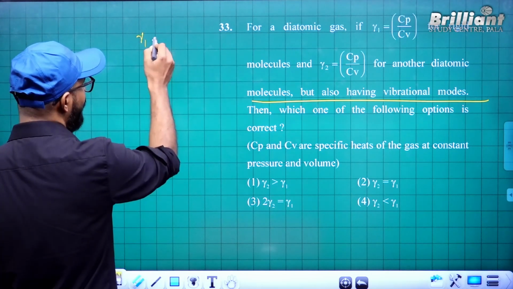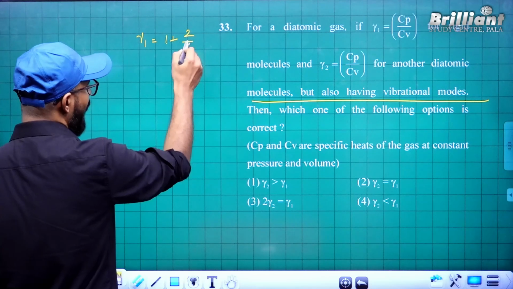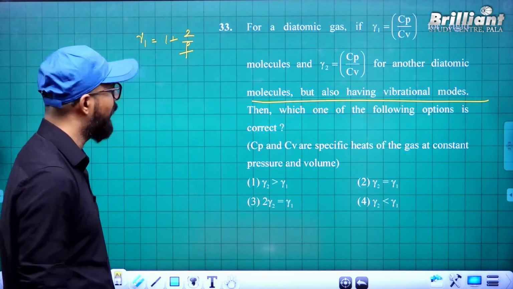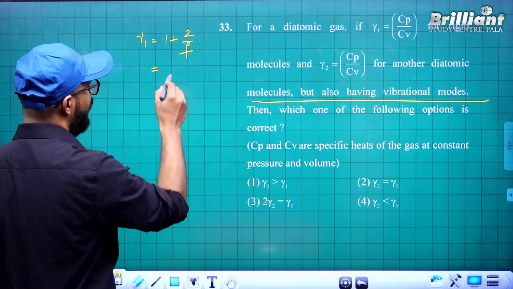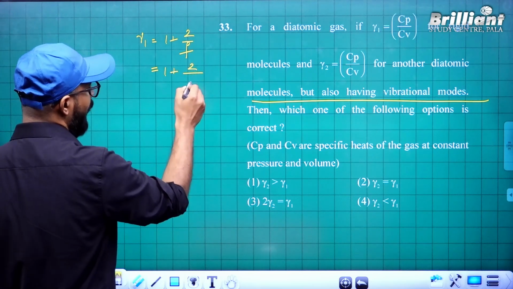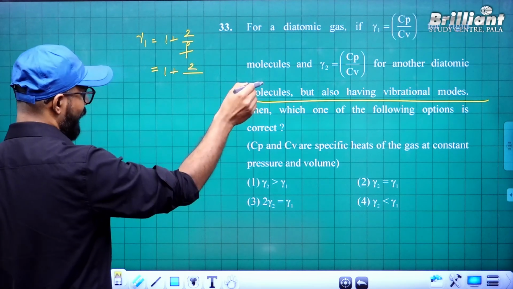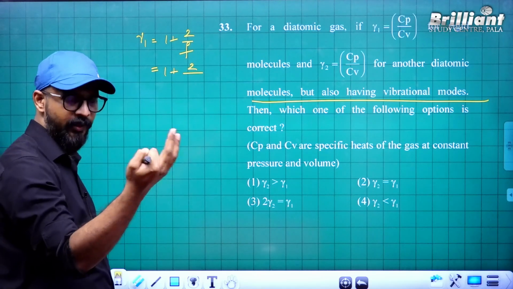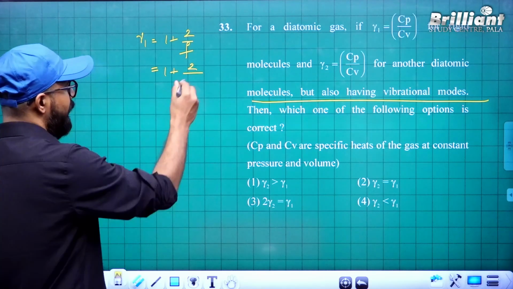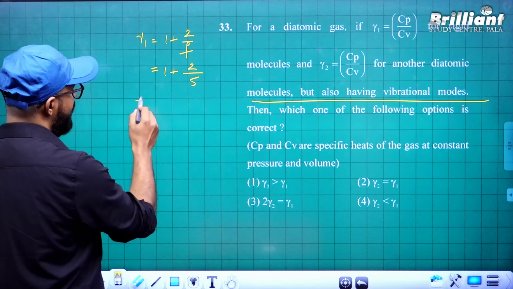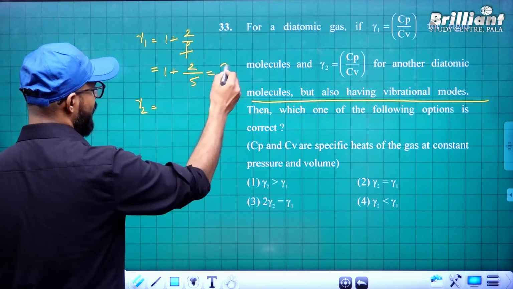So we just have to figure out the gamma value. Gamma 1 is 1 plus 2 by f. They are asking us to compare the gamma. So for the first case it is 1 plus 2 divided by the degrees of freedom; if it is diatomic, there will be 3 translatory, 2 rotatory. So that is total 5. This is going to be 7 by 5.